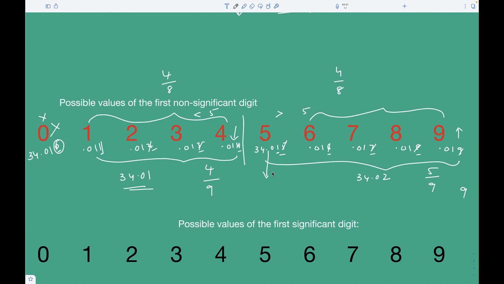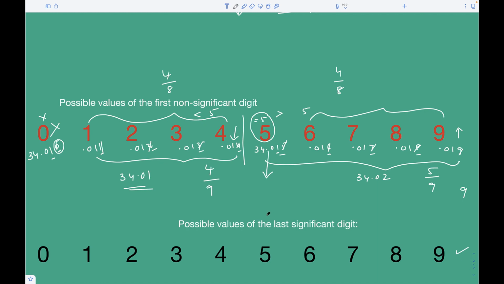Now we have to deal with 5 separately. That is, we have to come up with a different rule when the first digit to be dropped has a value of 5. Now what should we do if the value of the first digit to be dropped is equal to 5? That is, in this case, should we round it up or round it down? Now that depends on the value of the last significant digit or the last digit that we are keeping. Now what are the possible values for the last digit that we are keeping or the last significant digit? One of these 10 values, right?